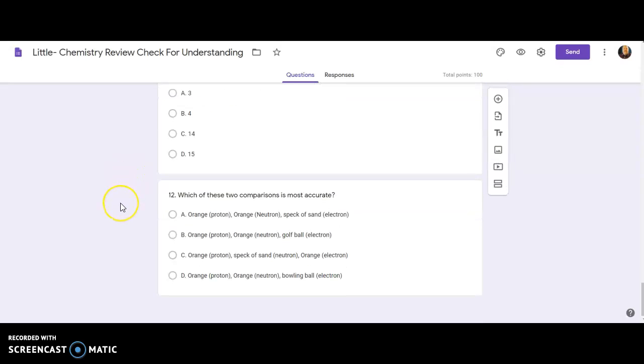Last question. Which of these two comparisons is most accurate? You could have an orange represent a proton and an orange represent a neutron, while a speck of sand represents an electron. You could have an orange represent a proton, an orange represent a neutron, and a golf ball represent an electron. C, an orange could represent a proton, a speck of sand could represent a neutron, and an orange represent an electron. Or D, an orange could represent a proton, an orange could represent a neutron, and a bowling ball could represent an electron.